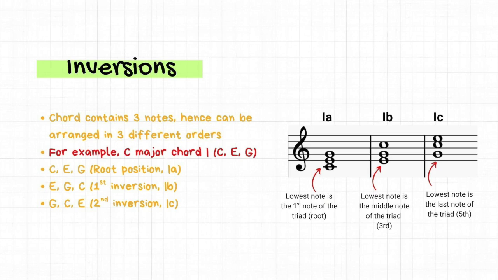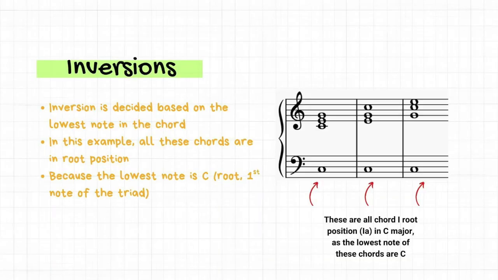And lastly, G, C, E. The lowest note is the last note of the triad, which is the fifth. So we'll call this inversion 1C. The inversion is decided based on the lowest note in the chord. In this example, all these chords are in root position because the lowest note is a C, which is the root, first note of the triad.